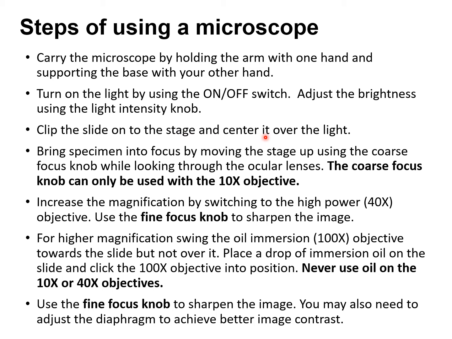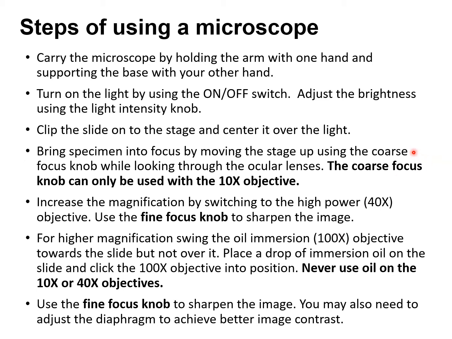And you center your slide over the light. If you want to center it over the light, what you should do is use the stage controls so that you can move your stage either backwards, forwards, right, or left, until your slide is right on top of the light source. Next, you should try to focus and bring your specimen to focus, and we do that by bringing the stage up using the coarse knob.